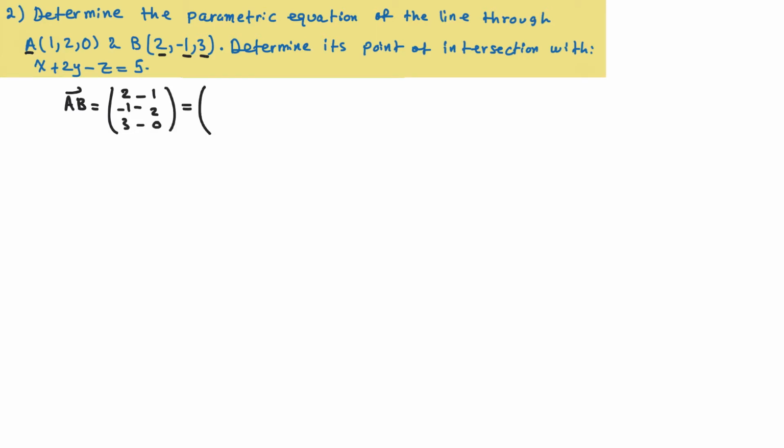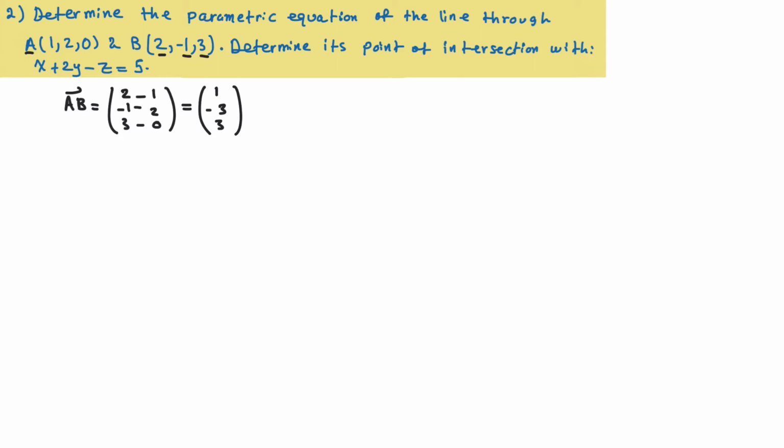And I will end up getting 2 minus 1 is 1, -1 minus 2 is -3, and 3 minus 0 is 3 as well. Once I have this, my equation is going to involve one of my points, either A or B. It doesn't make a difference. I'll use A. The numbers are closer to 0.